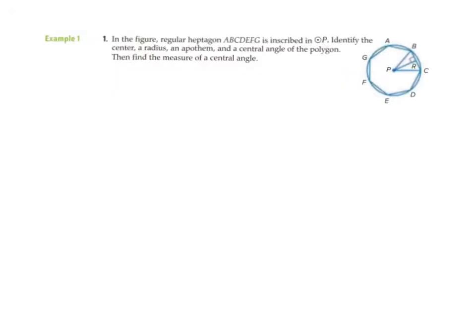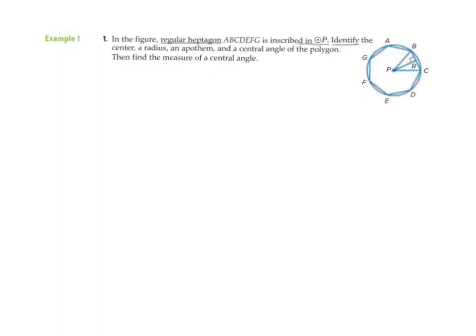Alright, so now we're coming to the very basics of what they're asking you. In example 1, all they're asking you to do is identify various parts, but let's have a look at the rest of the information you're interested in. First of all, it's a regular heptagon. That's a 7-sided figure where all the sides are congruent and all the angles are congruent, and it's inscribed within the circle P.